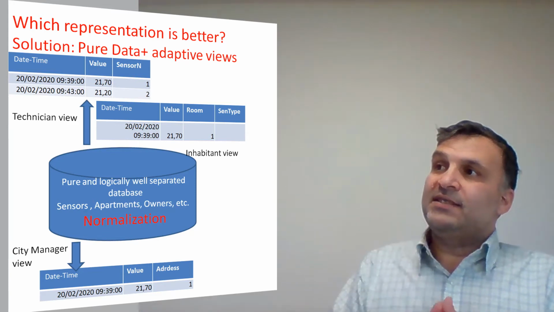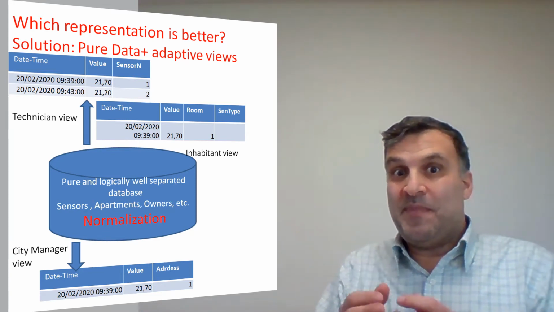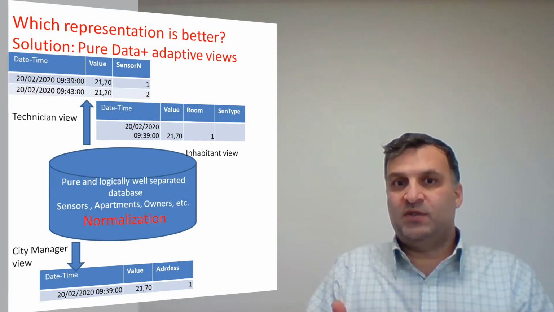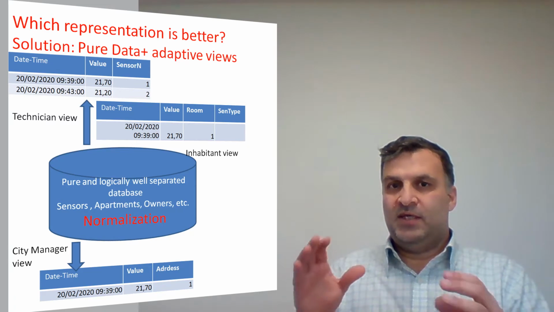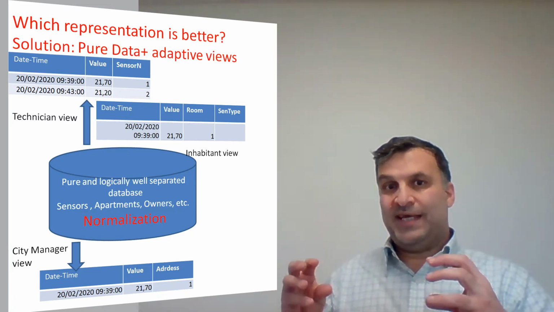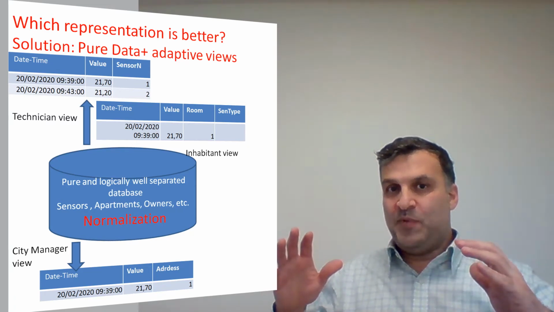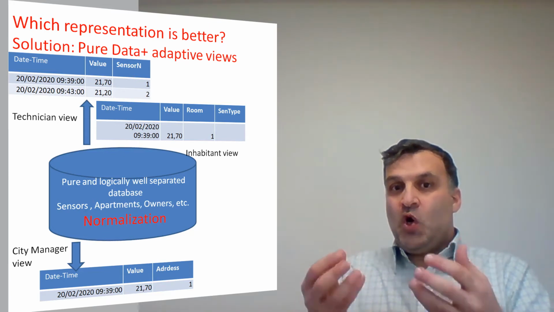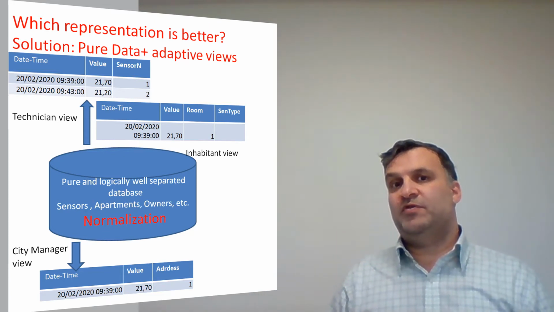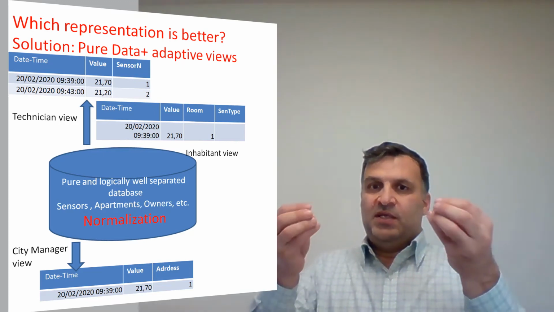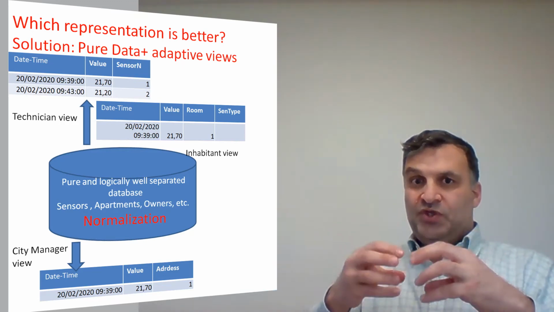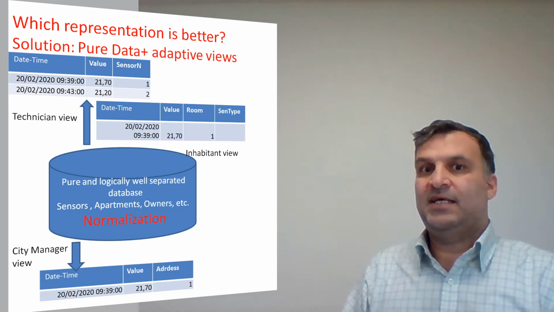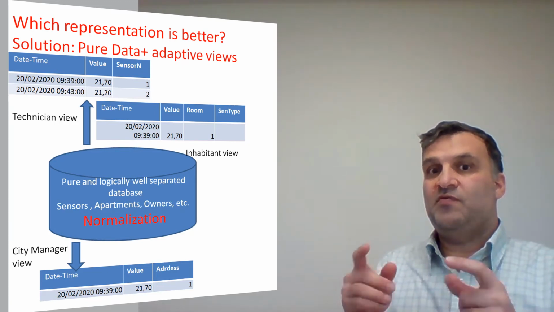And the technician is interested in the sensor because he wants to know if the sensor works well or not. So if we create a pure table, we can after that join these tables. We saw in the previous videos how we can join many tables together in order to generate a new table, a new view. We call these resulting tables views.